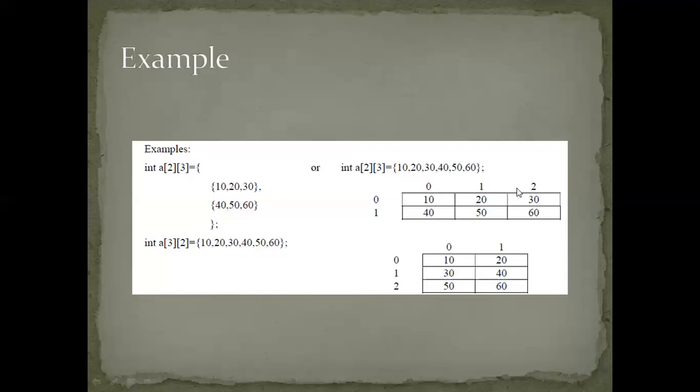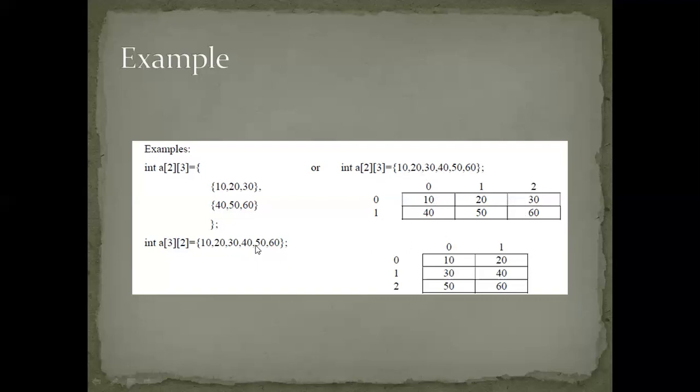That is 0 to 2. So these are the values which we have entered here, in this form. In the program, you can give it in this form or you can also give it in this form. Finally, it will be allotted in this form: 10, 20, 30, 40, 50, 60.